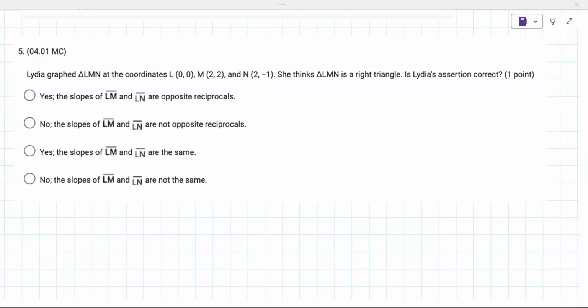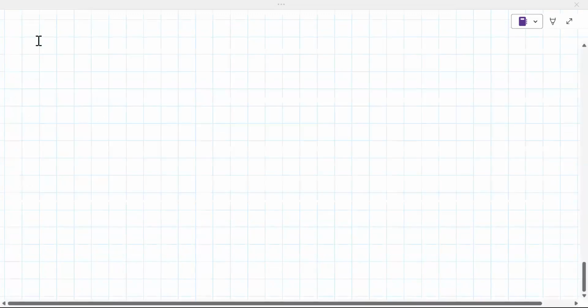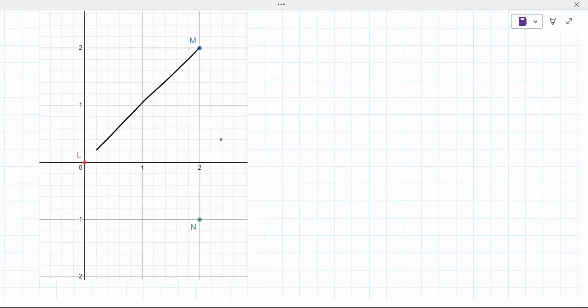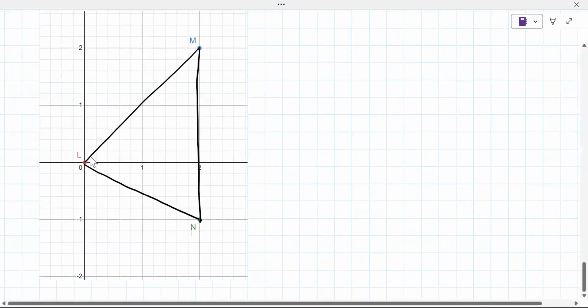So we've got it here. All right, so here we go. LMN. Sometimes your eyes will deceive you with what you think it looked like. So here you go. Here's L, M, and N. Now, it kind of looks like it could be a right triangle here. Do you agree with that? Like this could be a right angle?